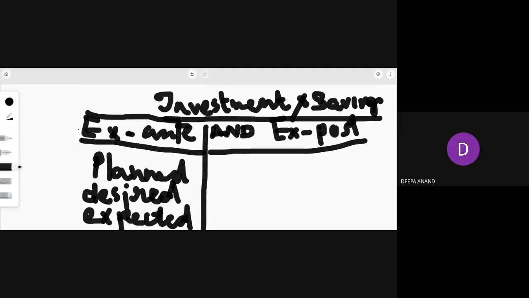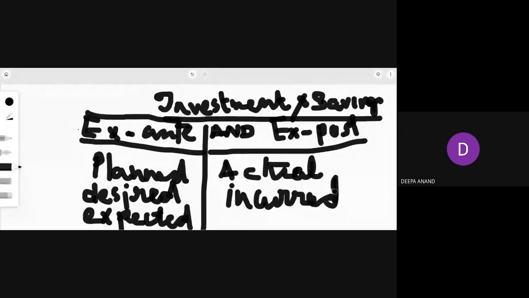So when the word ex-ante is with a particular term like investment or savings or expenditure, ex-ante always means it is the planned. It is the planned expenditure for the next year. It is the planned investment for the next year. It is the planned saving for the next year, or for any year, next 5 years or whatever. It is planned. It is not actual. But ex-post means actual. What is the actual investment done in 2020 or 2019? So what is incurred actually? What was the actual expenditure? What was the actual saving?